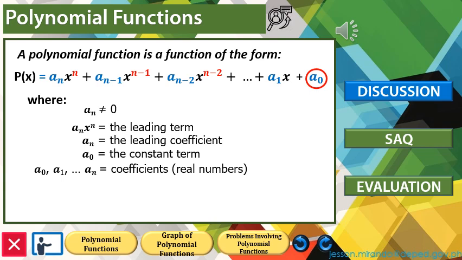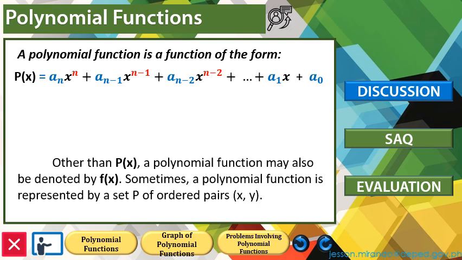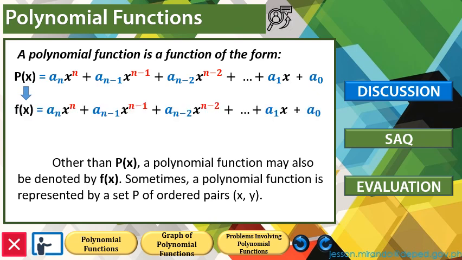A sub 0, a sub 1 up to a sub n are the coefficients, and must be real numbers. And n is a positive integer. Other than p of x, a polynomial function may also be denoted by f of x. Sometimes, a polynomial function is represented by a set p of ordered pairs x, y.